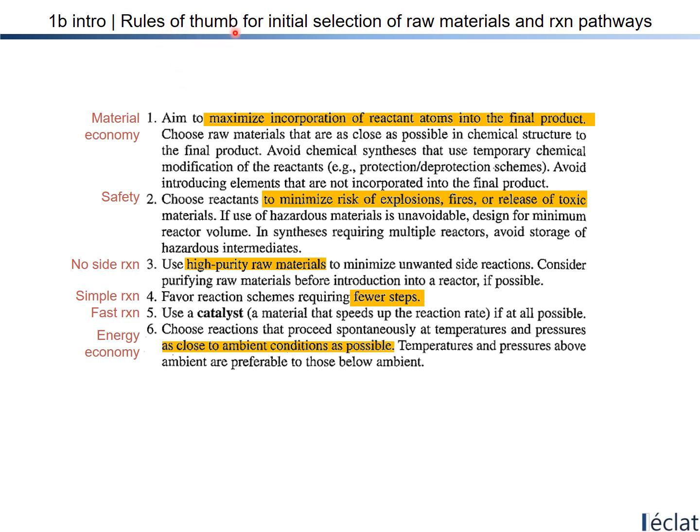Rules of thumb for initial selection of raw materials and reaction pathways. We have several points to consider to maximize our output and to save our cost. The first one is material economy, and the other is energy economy. Of course, we should think about safety, and we want to have no side reactions. And the characteristics of reactions should be simple and fast.